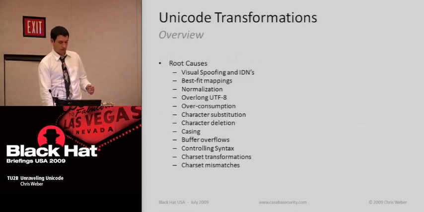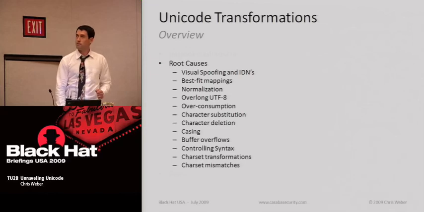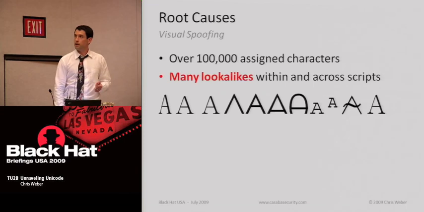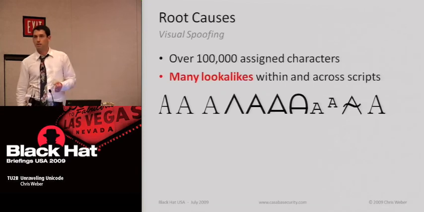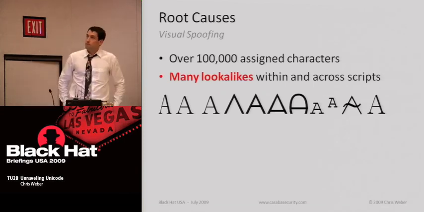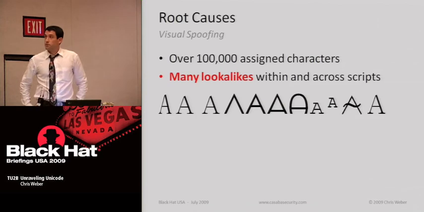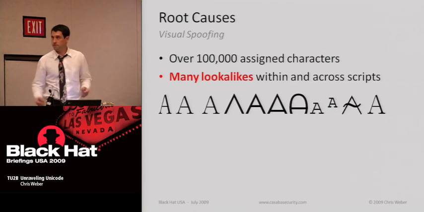Okay, so I'm going to jump into talking about some of the root causes. So, visual spoofing and IDNs, internationalized domain names. Right now Unicode has over 100,000 assigned letters from all the world's languages, past, present, and presumably future. So there's many lookalikes actually within some alphabets and also across the many alphabets.